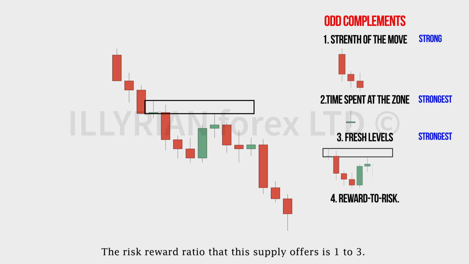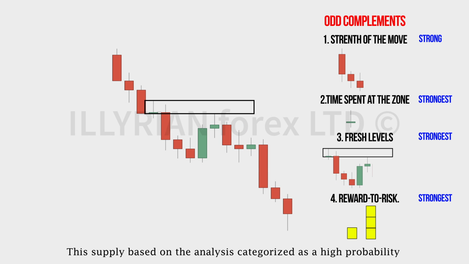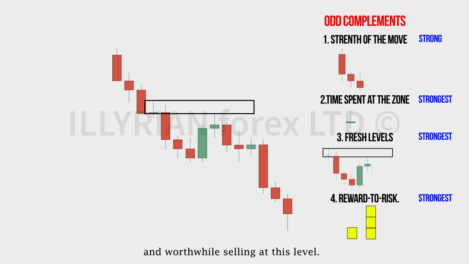The risk-reward ratio that this supply offers is 1 to 3. The fourth odd complement is defined as the strongest one again. This supply, based on the analysis, is categorized as high probability and worthwhile selling at this level.